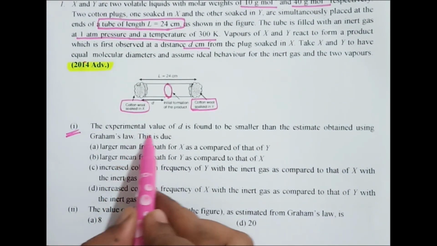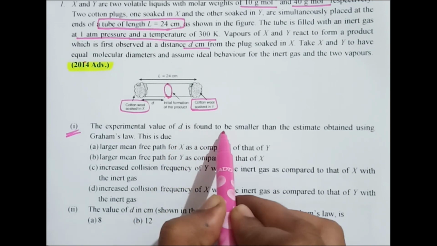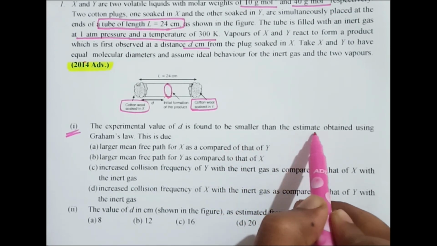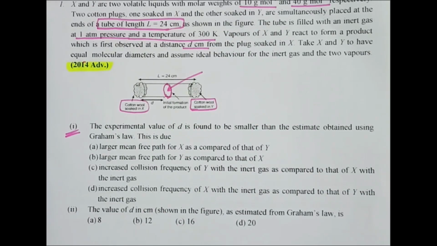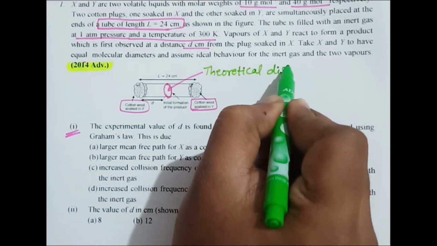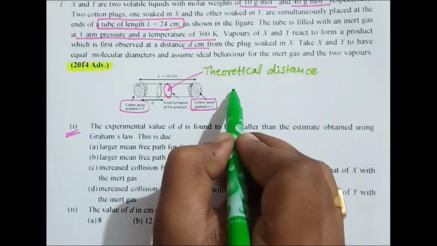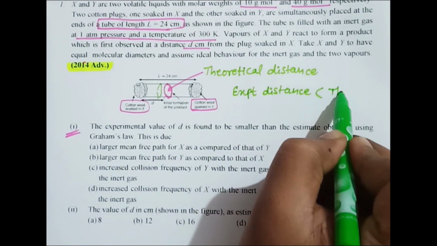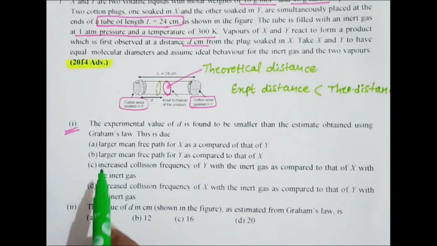This is question number 1. The experimental value of D, not density, it is a distance, is found to be smaller than the estimate obtained using Graham's law. It means this is the theoretical distance, and the experimental distance is somewhere here. The experimental distance is less than the theoretical distance. The question is why? What might be the reason?